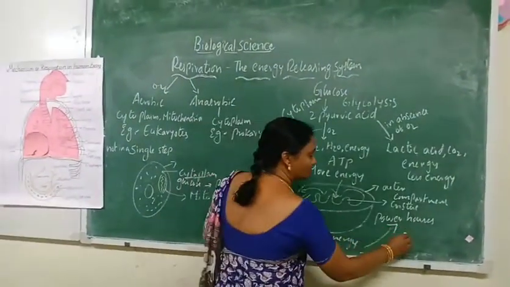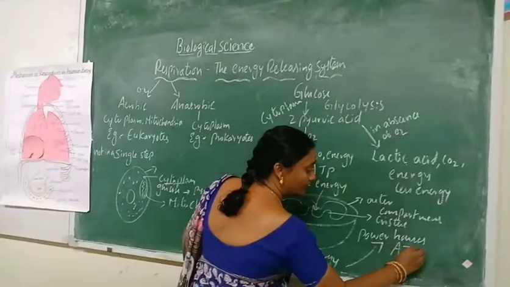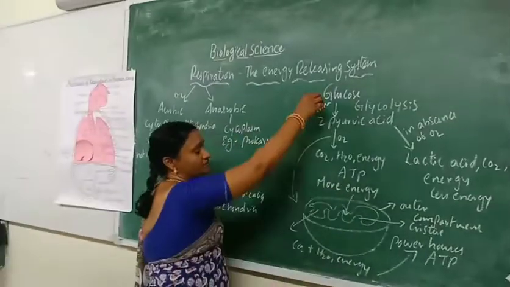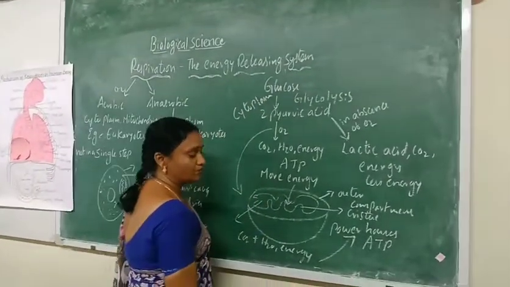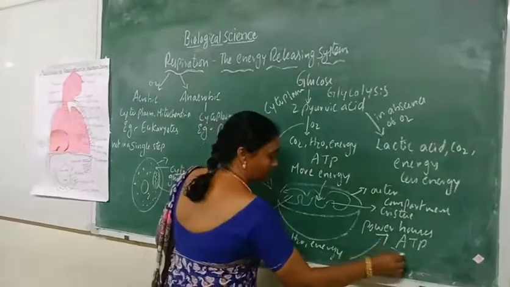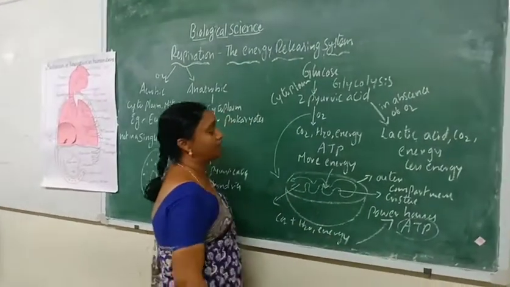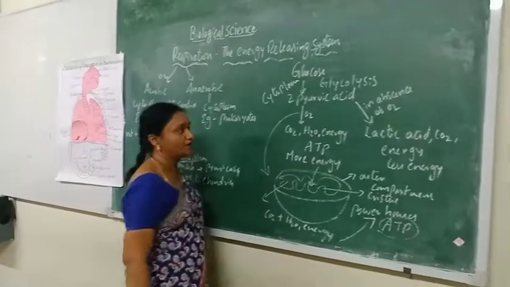The energy is stored in the mitochondria in the form of ATP. During the process of aerobic respiration, a large amount of energy is produced, that is, a large number of ATP molecules are produced.